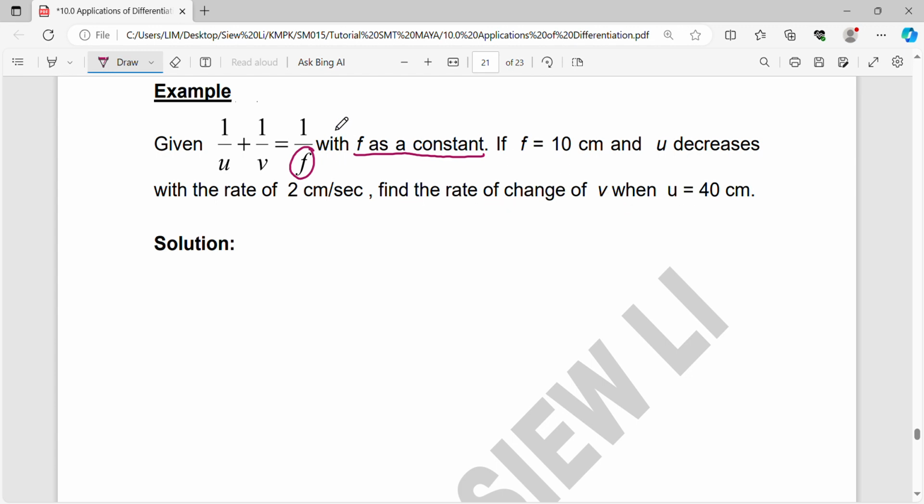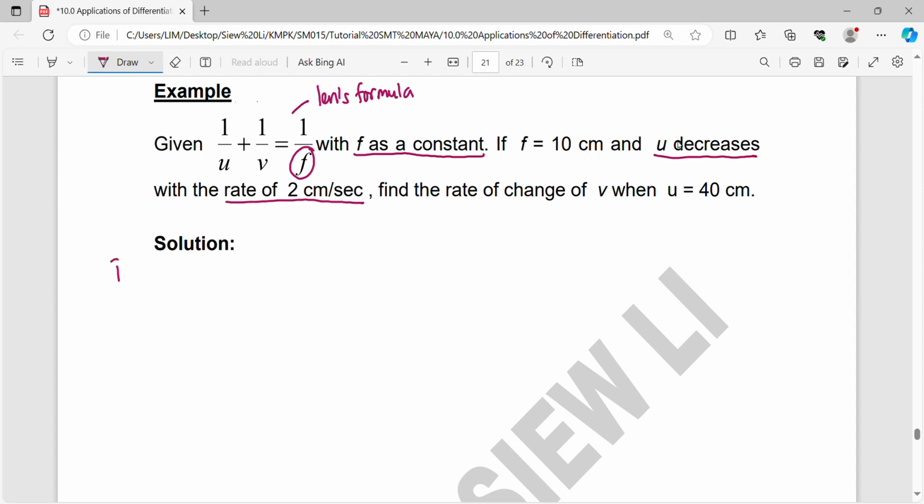When you read from this formula, you notice that this is your lens formula. So we are applying our physics with mathematics here. As f is a constant, the other variables, u and v, will be variable. Then they say u decreases at the rate of 2 cm per second.